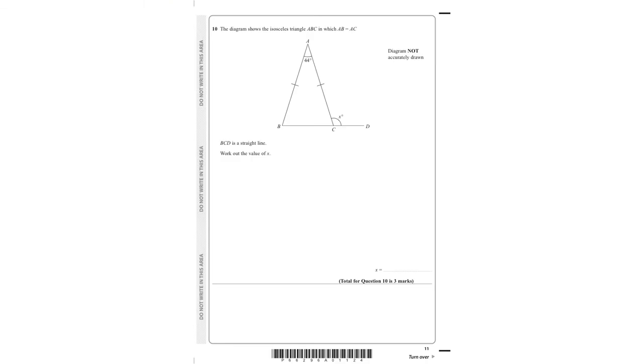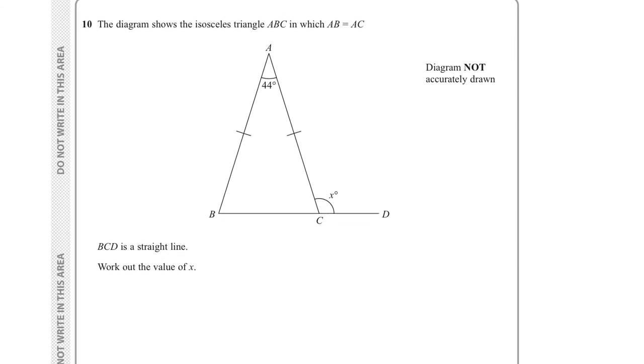Question 10. The diagram shows the isosceles triangle ABC, in which AB equals AC. What do we know about isosceles triangles? They have 2 parallel lines. They don't have 2 parallel lines. A triangle does not have parallel lines. They have 2 lines of the same length, and also the 2 angles here are equal. Okay? And it says that BCD is a straight line, so this is a straight line. Perfect.